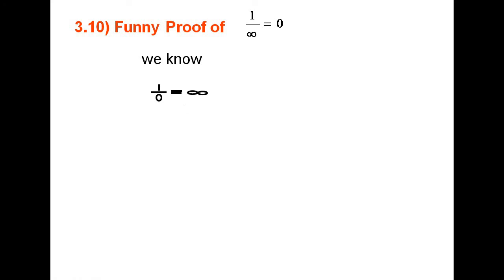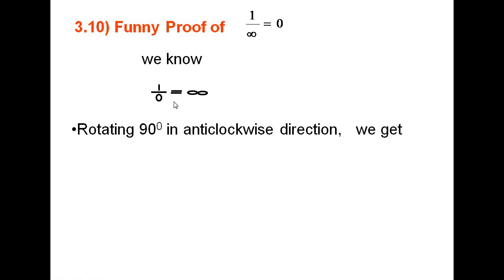We'll rotate. If you are writing this 1 divided by 0 on your notebook, write 1 divided by 0 on plain paper, and then rotate it by 90 degrees in anti-clockwise direction. Rotate your notebook in anti-clockwise direction like this. Then you will get a clear idea. Rotate this by 90 degrees. Then you will get this picture.